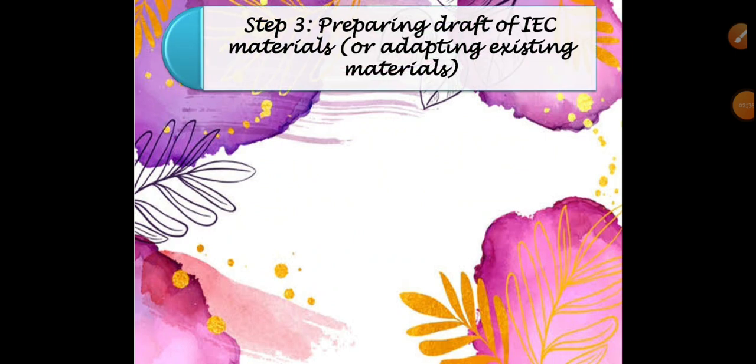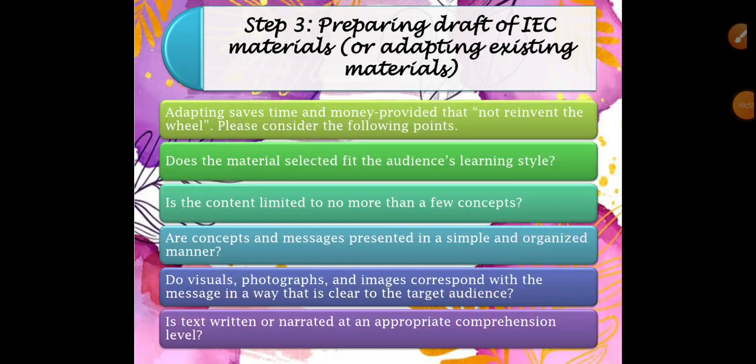Step 3. Preparing draft of IEC materials or adapting existing materials. Adapting saves time and money provided that you do not reinvent the wheel. It means doing something again from the beginning, especially in a needless or inefficient effort, for instance, in a school committee. They need not reinvent the wheel every time they try to improve the curriculum, or in simple words, trying to solve a problem that has already been solved by someone else. In addition to that, please consider the following points.